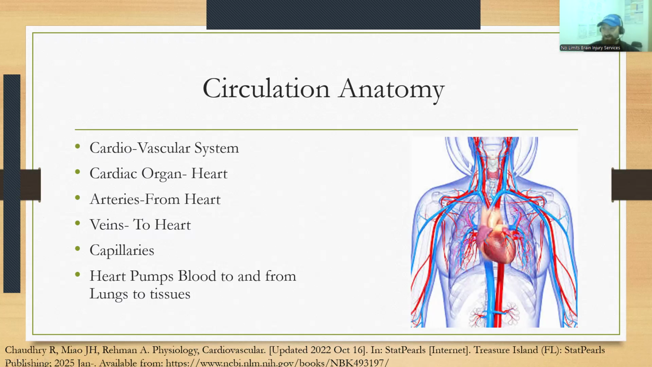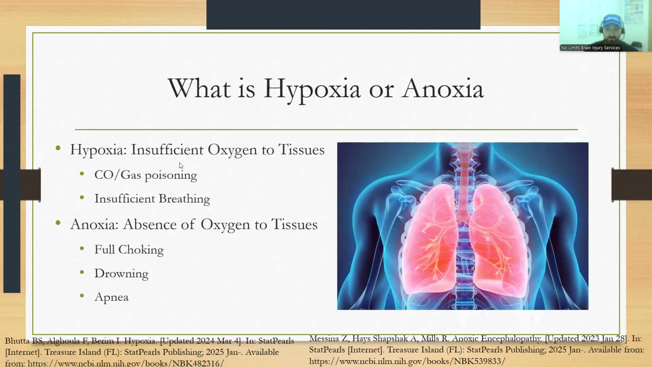But with that being said, we need to get into hypoxia and anoxia. What is hypoxia? What is anoxia? Well, if we break down the words, hypo is low. So think about hypoglycemia. Hypoxia is a lower or insufficient state of oxygen to the tissues. Now, anoxia is the absence. So we break that down. A, which is none, oxia, no oxygen to the tissue. So it's a total absence of oxygen.